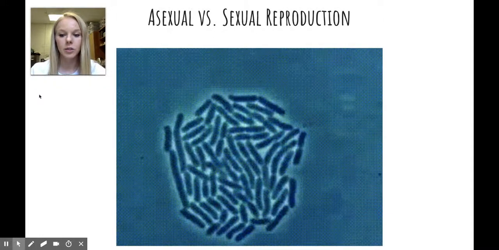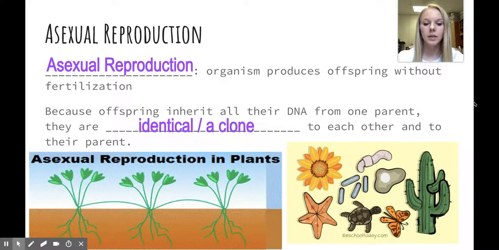This presentation is on reproduction. There are two main types, asexual and sexual reproduction. Asexual reproduction is the production of offspring without fertilization. The DNA all comes from a single parent, therefore, the offspring are identical to each other and their parent.